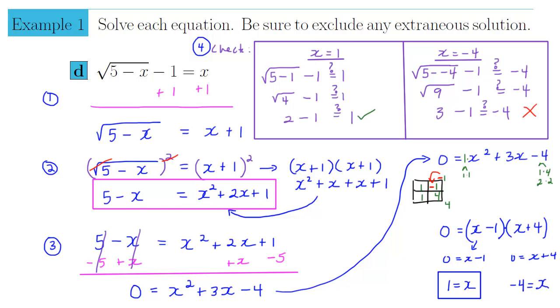That tells us that x equals negative 4 is not a valid solution. It doesn't work in the original equation. So we do not circle it. We do not put it in our solution set. The only solution to this equation is x equals 1.